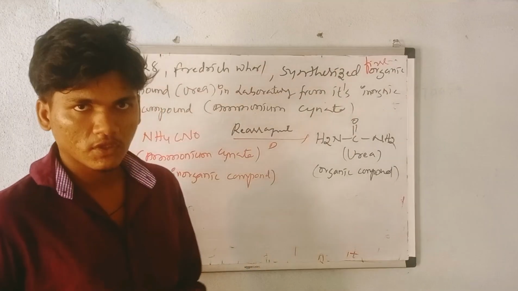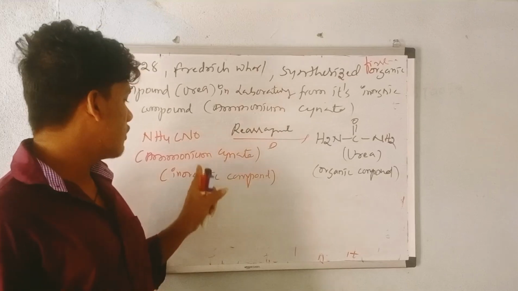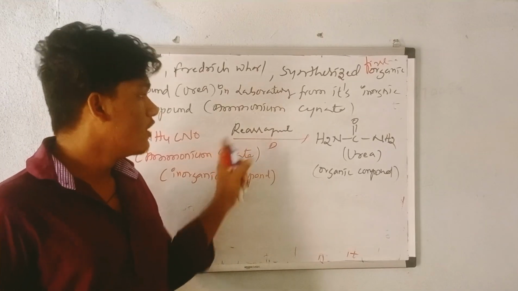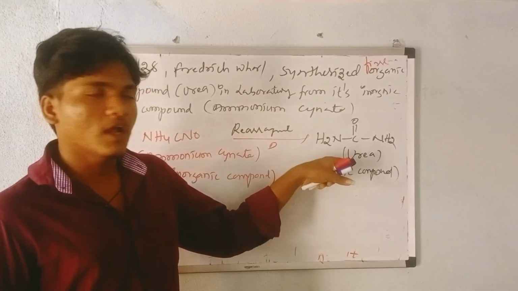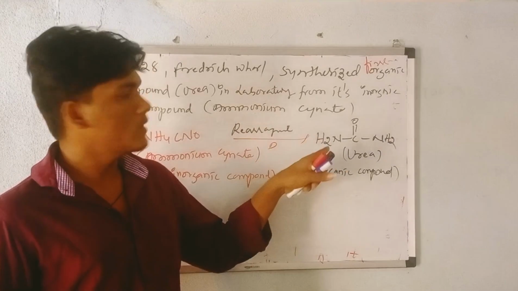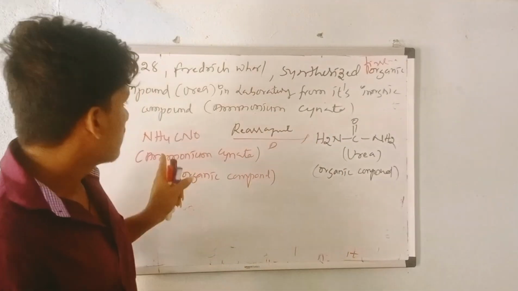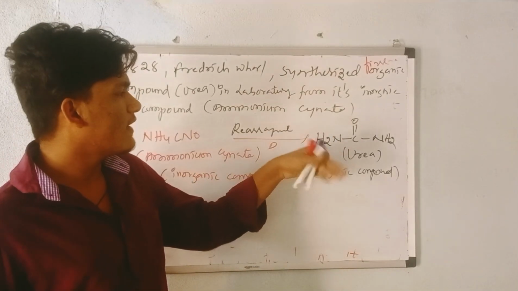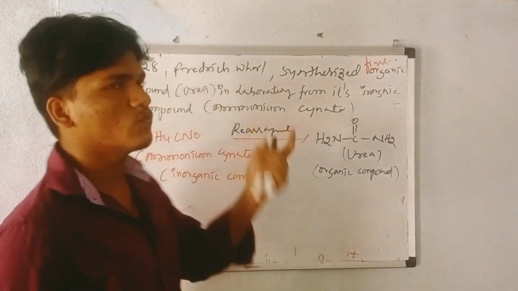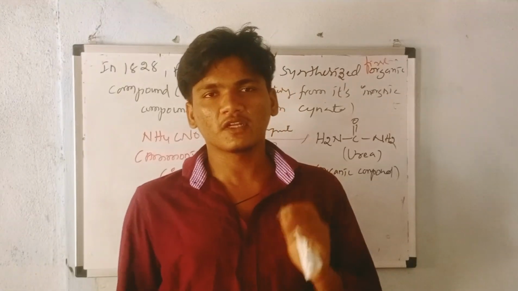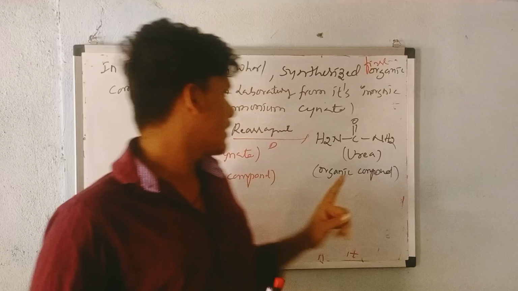I hope you understood. Initially we have NH4CNO, an inorganic compound called ammonium cyanate. On heating and rearrangement, we get urea, an organic compound, with the formula H2N-C=O-NH2. You can see the formula is essentially the same; we can take the nitrogen twice. That's the only difference. I hope you got a clear point regarding urea.